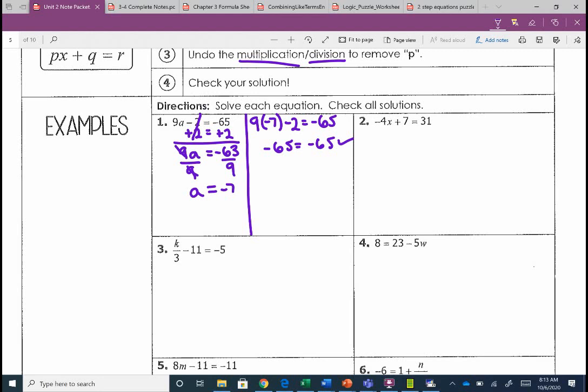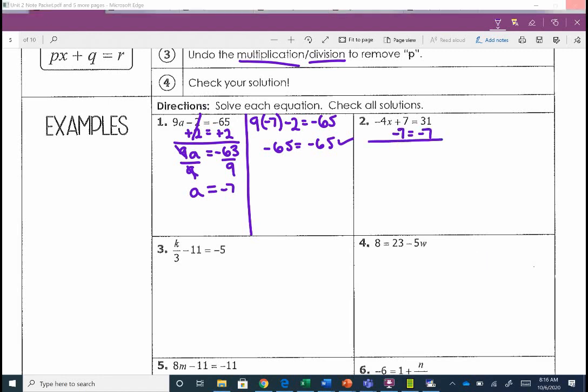Next, it says undo addition or subtraction. All right, well, in number 2, I see I have addition. How do I undo the addition? What are we going to use? We're going to subtract, right? So to undo the addition, we're going to subtract. There we go. My negative sign kept disappearing on me. So then over on the left side, we have a +7 - 7. Hey, there's the 0 that we like to see.